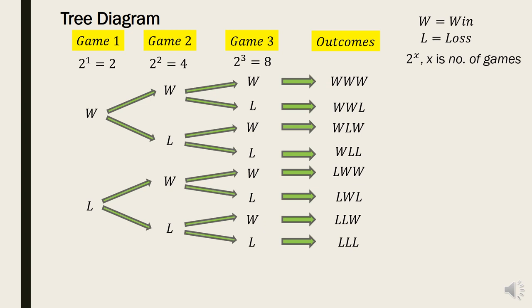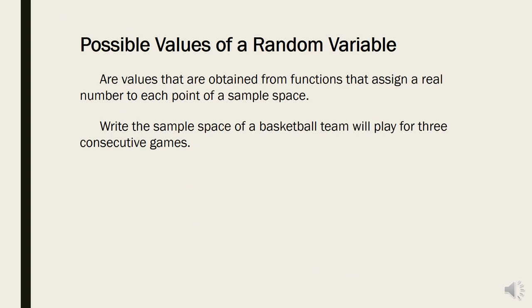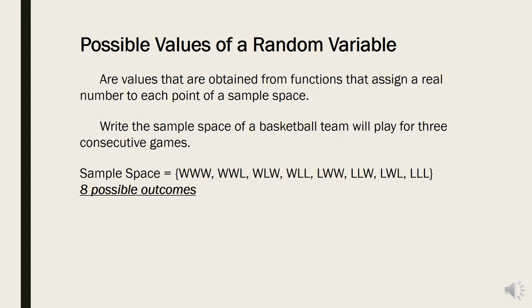So these are the outcomes in playing 3 games. So the sample space, we have now the elements of our sample space: W, W, W; W, W, L; W, L, W; W, L, L; L, W, W; L, W, L; L, L, W; and L, L, L. Now, in the sample space, there are 8 possible outcomes.